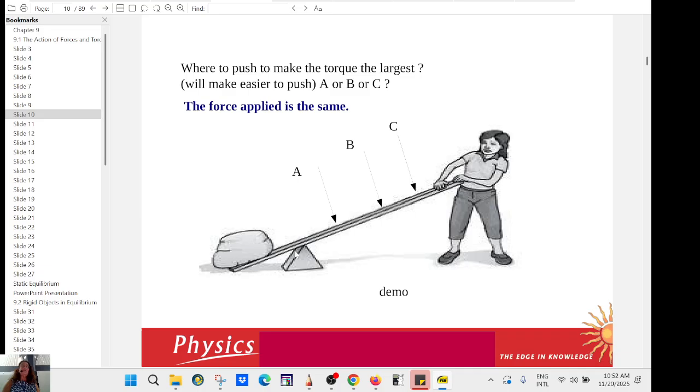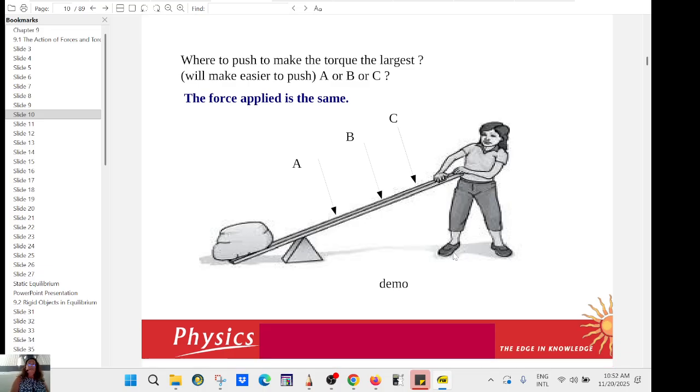If the ratio between this and that, so this is the load, this is the effort, is 3, then the mechanical advantage is 3. It makes you 3 times stronger. So if you can lift only 20 pounds, all of a sudden you can lift 60 pounds. But the price to pay is that you have to push here over 6 times the distance.